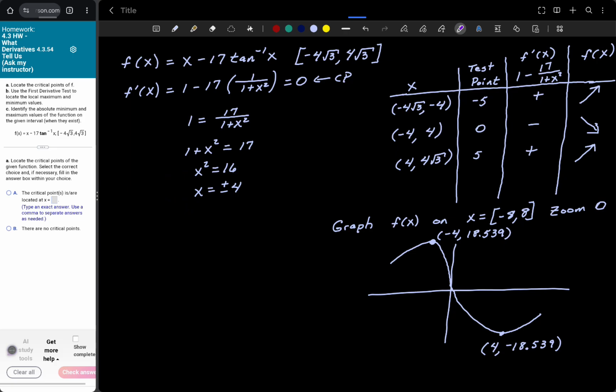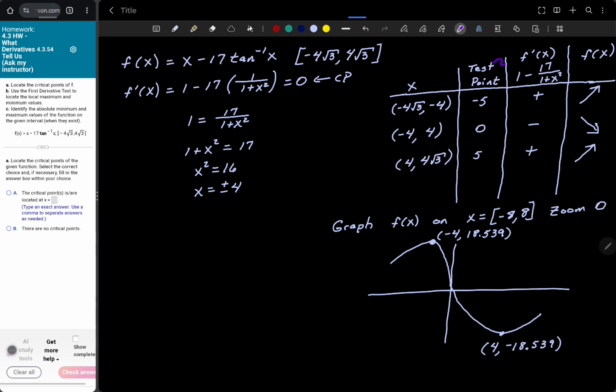So what I do is I take the domain of this restricted domain function, and I say, well, we're going to start at negative 4 root 3. We're going to go up to that first critical point of negative 4. That's going to be our first test interval. Then I'm going to start at that critical point of negative 4, go to the next critical point, 4, and then I'm going to go from that next critical point, 4, to the end at 4 root 3. Anytime you have 2 critical points, you're going to have 3 test intervals. It just breaks the domain up with those critical points.